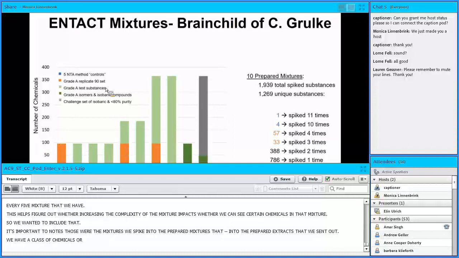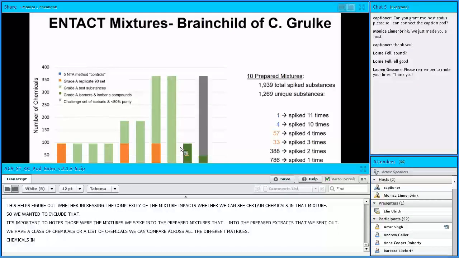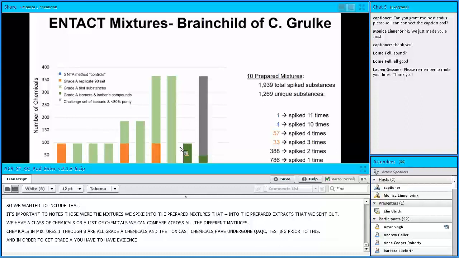The chemicals that were in mixtures 1 through 8 are all grade A chemicals, and the ToxCast chemicals have undergone QA/QC testing prior to this, and in order to get a grade A, you had to have some evidence that the chemical of interest was in the sample, and for us that would include the correct accurate mass and a purity above 90%.